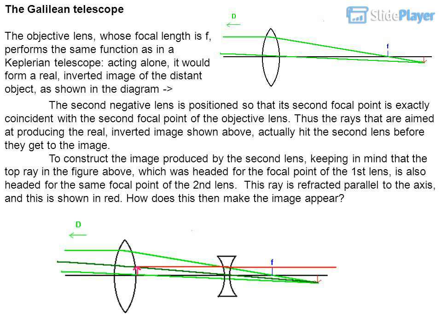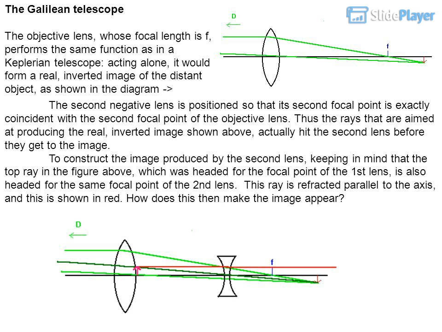The second, negative lens is positioned so that its second focal point is exactly coincident with the second focal point of the objective lens. Thus the rays that are aimed at producing the real, inverted image shown above actually hit the second lens before they get to the image.